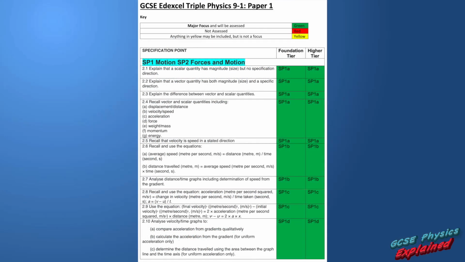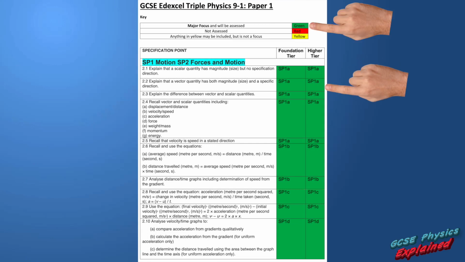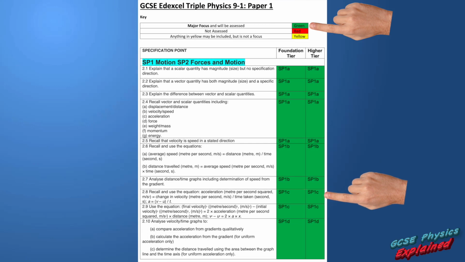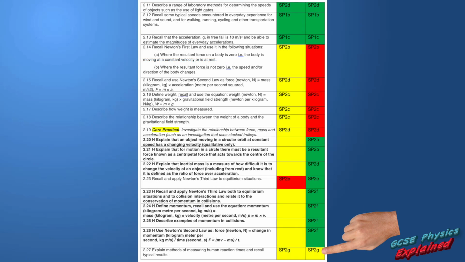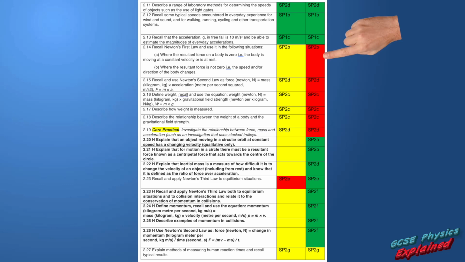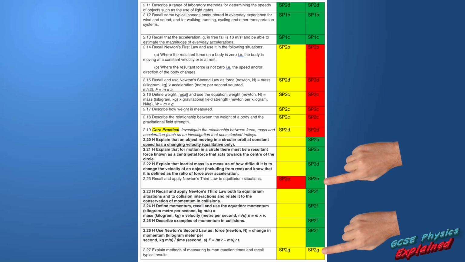In this version of the advanced notice article, I'm going to show you anything in green is definitely going to be on the exam. Anything in yellow may be on the exam in a small way, and anything in red will not be on the exam. In this video, I'll go over the green and yellow areas to help you prepare for the Triple Physics Paper 1 exam. Good luck.